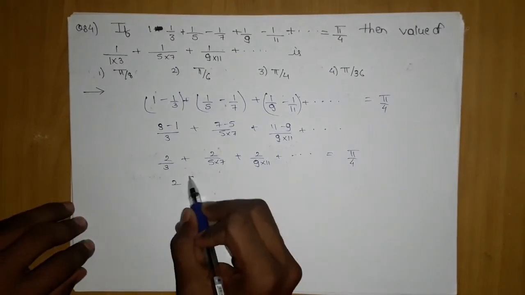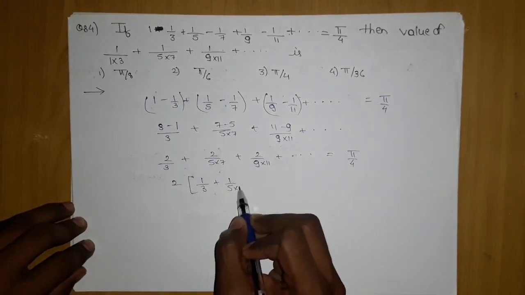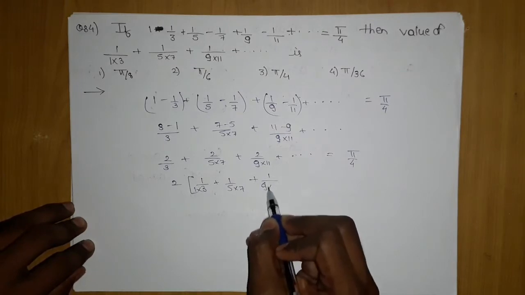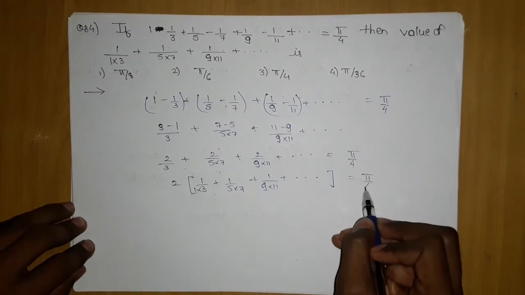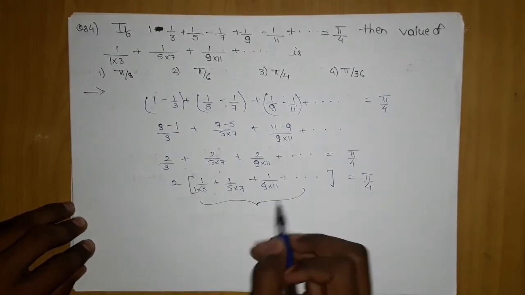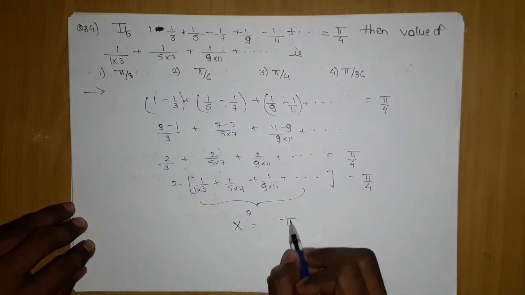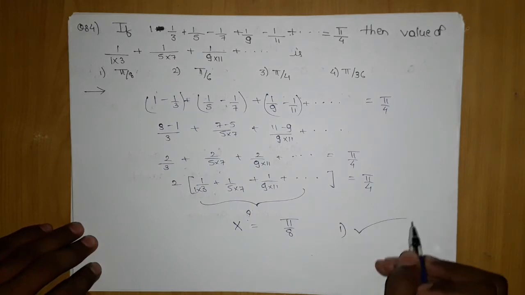So we will take the 2 common, and 1 by 3, 1 upon 5 into 7, this is nothing but 1 into 3, 1 upon 9 into 11 and so on will go on. This is nothing but pi by 4. So the value which we want to find, let's take it as x, is nothing but pi by 8. So this is our answer, which is the first option.